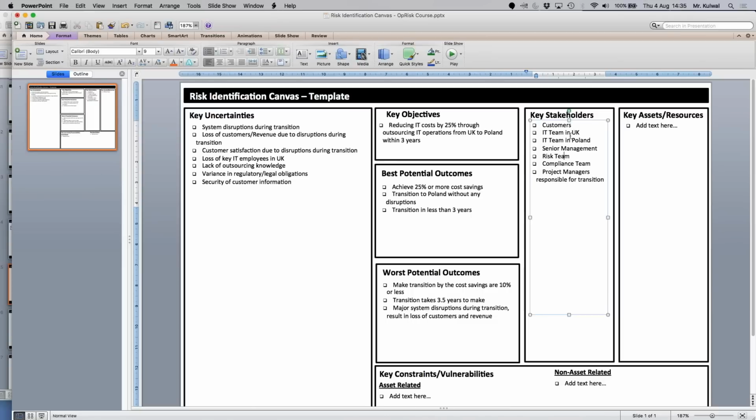Okay, so that at least gives you an idea that once you identify those stakeholders, then we try and identify the uncertainties. Let's go and look at some assets. So what are some of the assets or resources? We have some IT systems we may have to move. The project team is more a stakeholder, so we've covered that. Law firms or internal legal counsel would also be stakeholders.